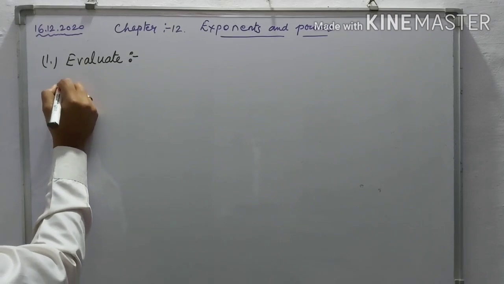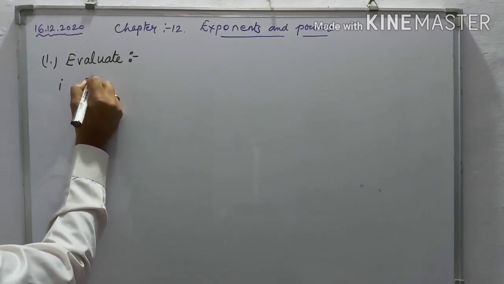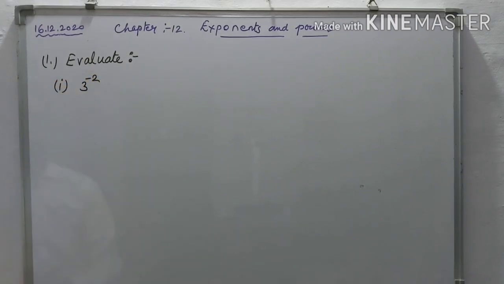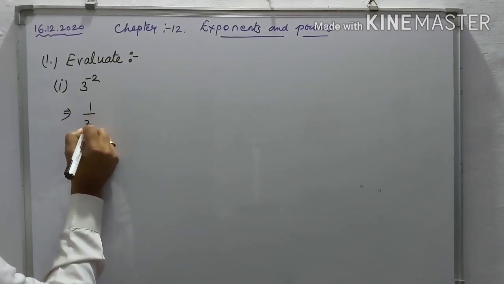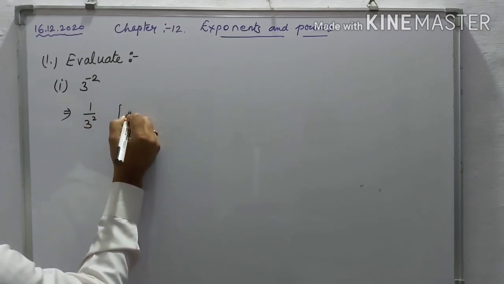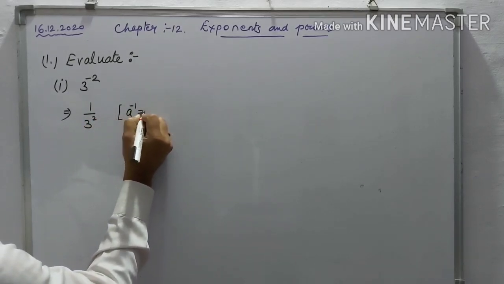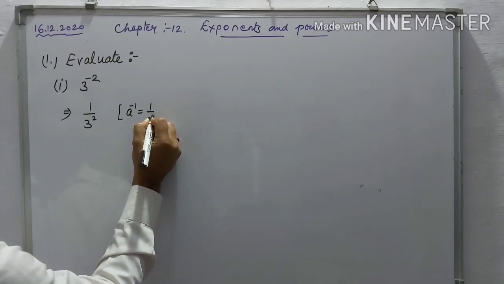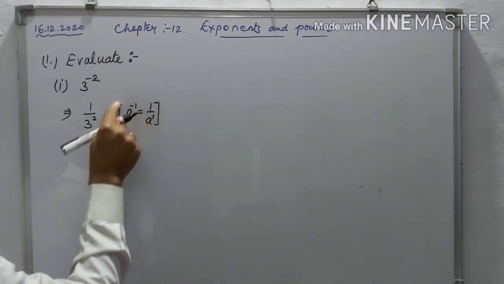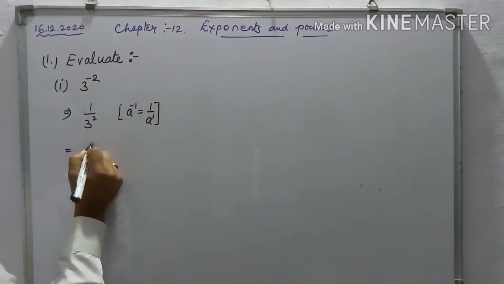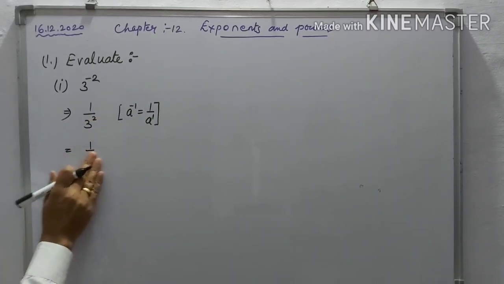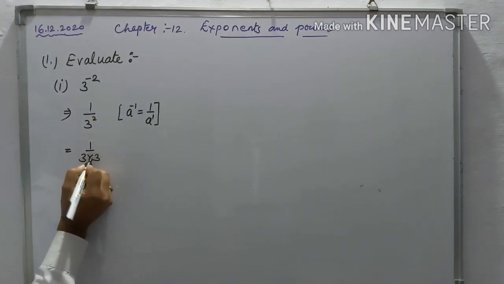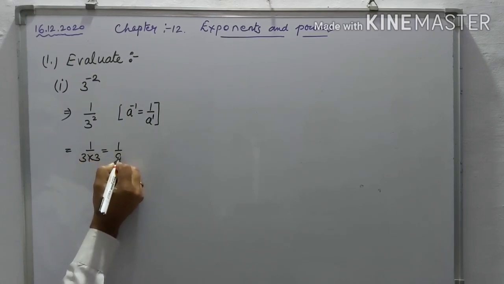Okay, the first question is 3 power minus 2. 3 power minus 2 is written according to the rule as 1 upon 3 power 2. You write the rule: a power minus 1 is equal to 1 upon a power 1. Okay, 3 power 2 is equal to 3 into 3, which is 9. So that is 1 upon 9.